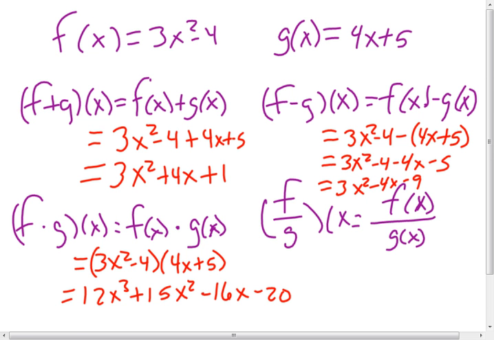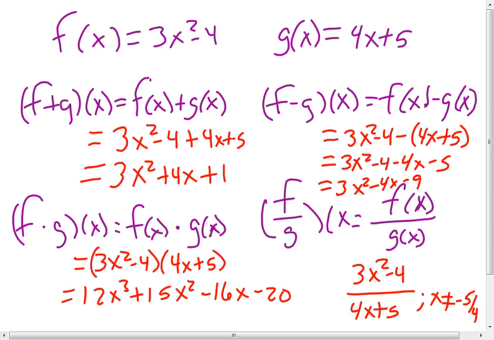The last one's f over g, so we write the function f of x over the function g of x, 3x squared minus 4 over 4x plus 5. And one other thing, since we have a denominator, you have to find out what number makes that denominator 0. In this case, it's negative 5 over 4. So x cannot be equal to negative 5 over 4. Any other x will do, just not negative 5 over 4. Why? If we plug that in, it gives us a 0 in the denominator.